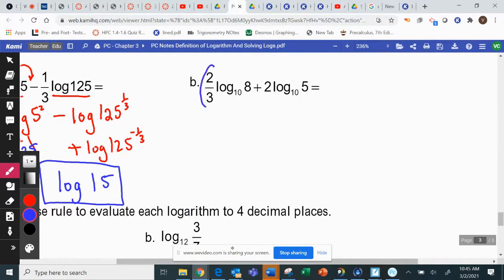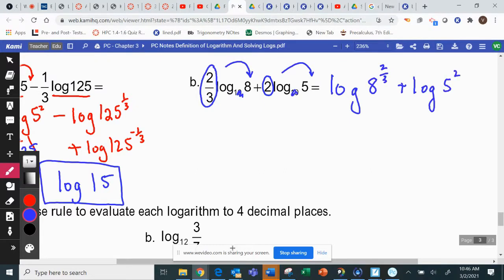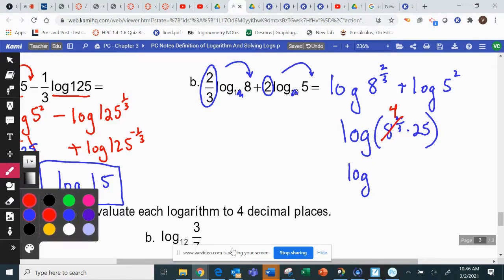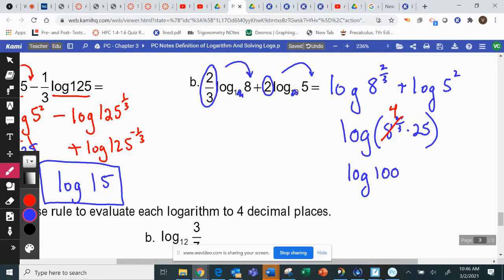So this one here, if I've got a 2/3, I'm going to move it to the 8. I've got a 2, I'm going to move it to the 5. So I'll have log 8 to the 2/3 plus log 5 squared. Now I condense it to one logarithm: 8 to the 2/3 multiplied by 25. What's 8 to the 2/3? 4. So I get log 100.